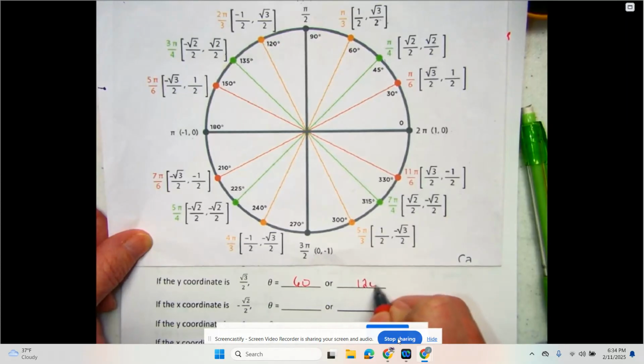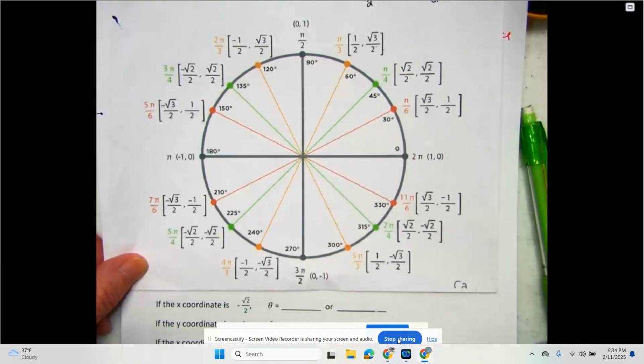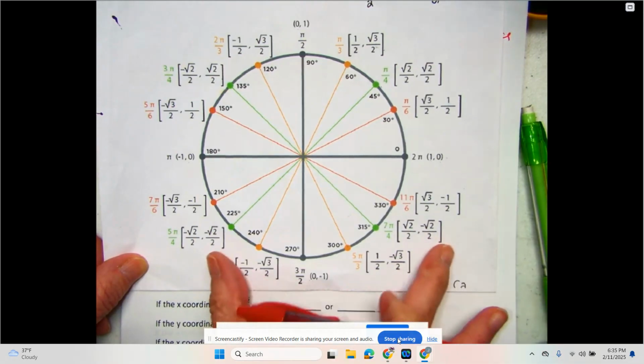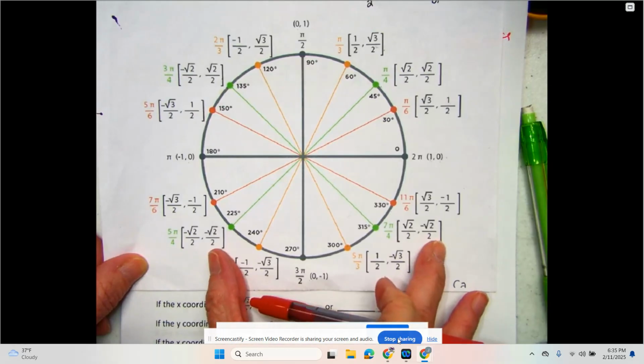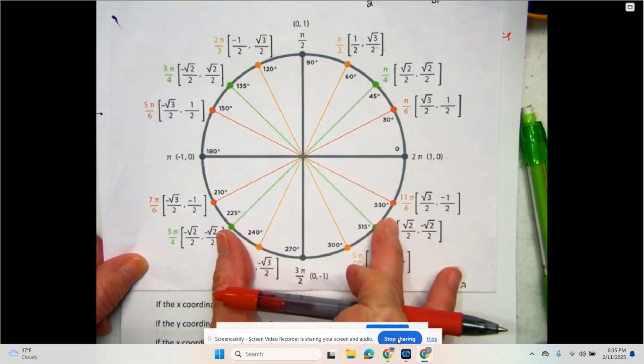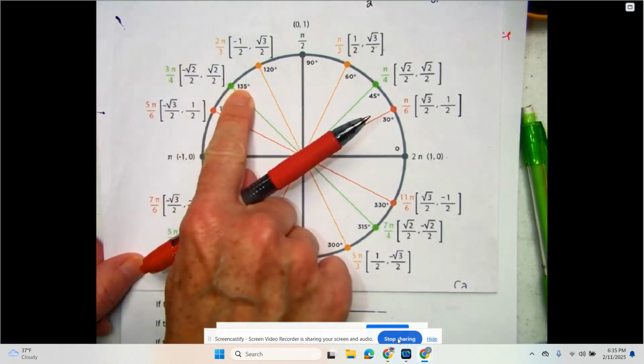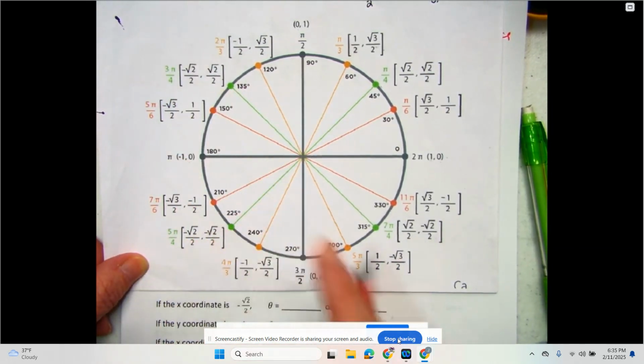If the x coordinate is negative square root of 2 over 2, here's a negative square root of 2 over 2. So it's either 225 or 315. Wait, I'm sorry. X coordinate. I was looking at y. X coordinate right here, 135 or 225. My bad. 135 or 225.